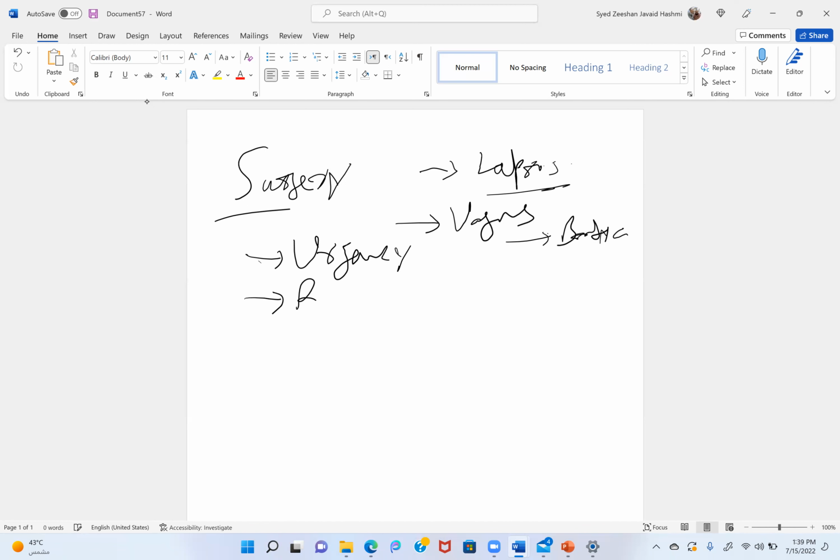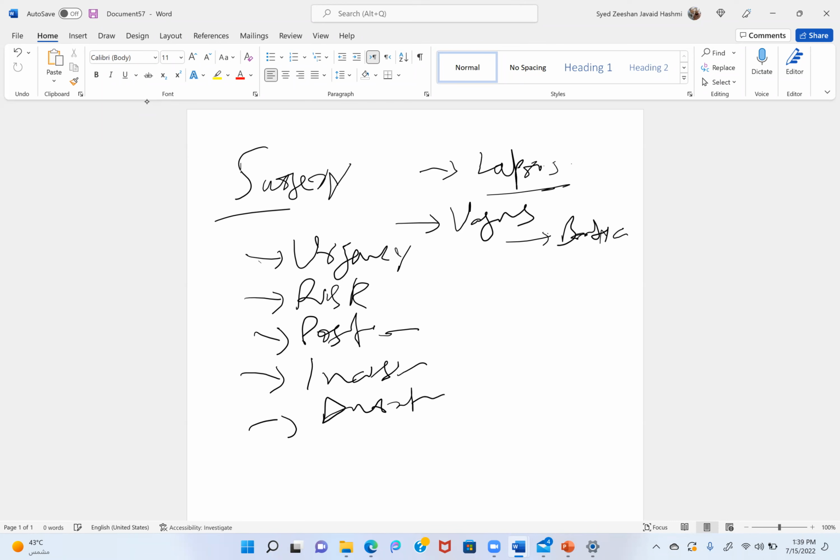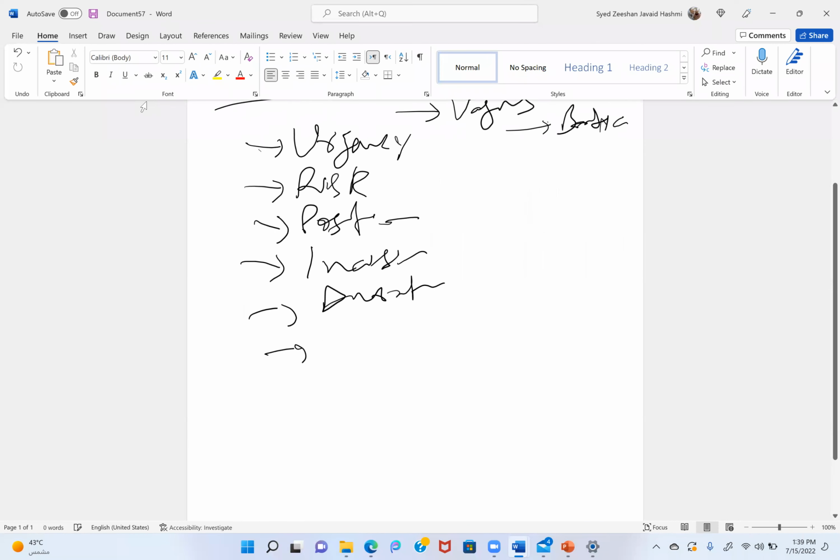What is the risk involved? What position is that surgery undergone in? What is the incision? What is the usual duration? What are the analgesia choices in these patients, in that surgery? What are the critical steps?